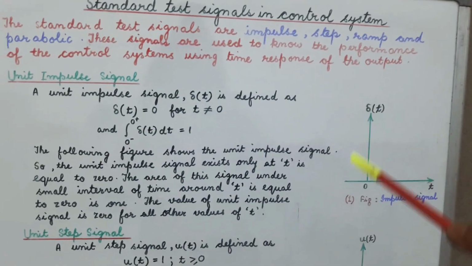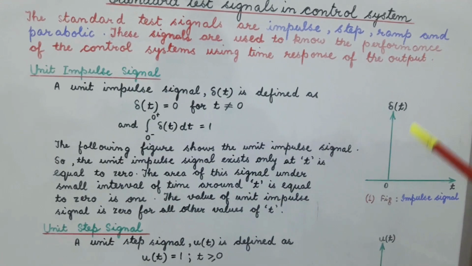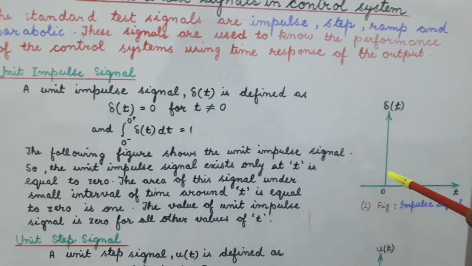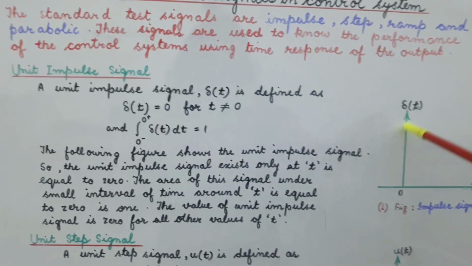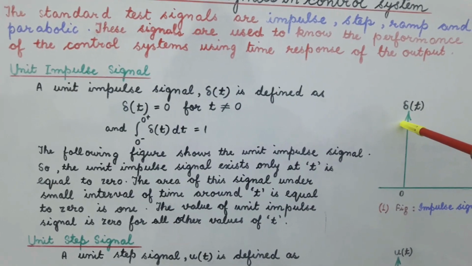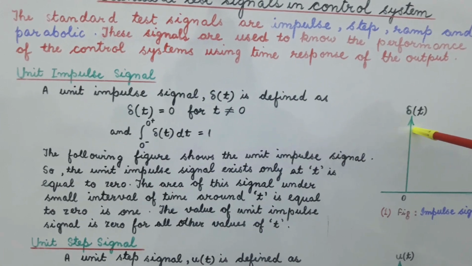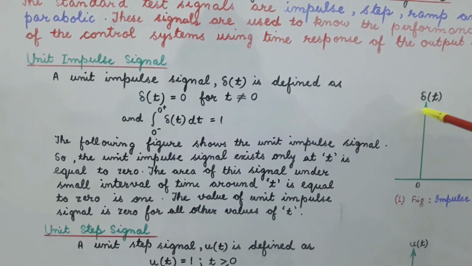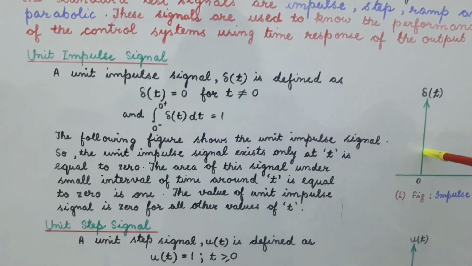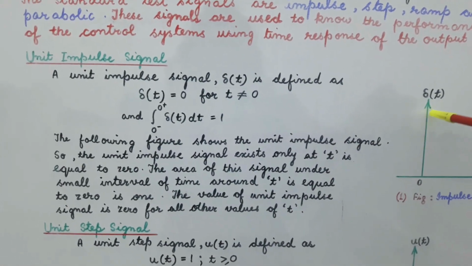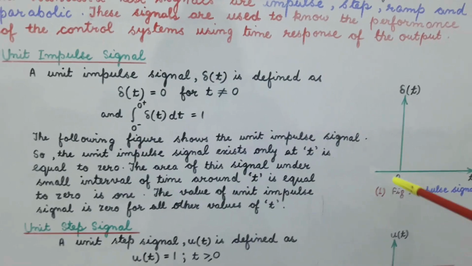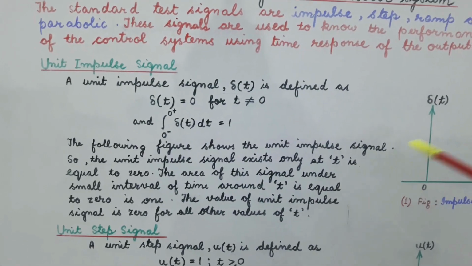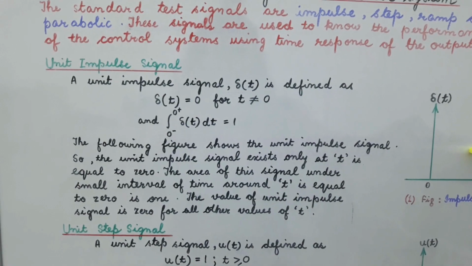The first figure shows the graphical representation of a unit impulse signal. From this figure we find that the impulse signal exists only at t is equal to 0, that is from the interval t is equal to 0 minus to t is equal to 0 plus. So, we find the area around t, it will come out to be equal to 1. We also find that the value of δ(t) for all other values of t is equal to 0.